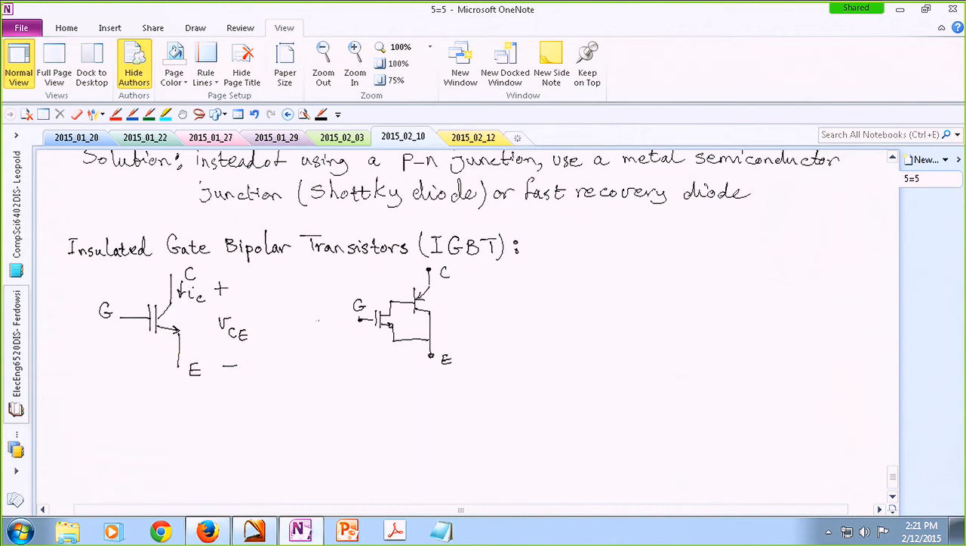These two are equivalent. So it is called a regular BJT. You can use a regular BJT as a power device, but it is a current-controlled power device. But because of this innovation, you can actually apply some voltage from gate to emitter, and therefore your device is called a voltage-controlled power transistor.